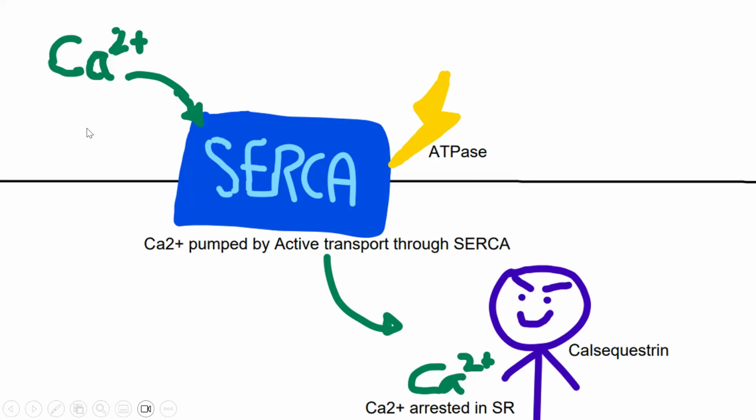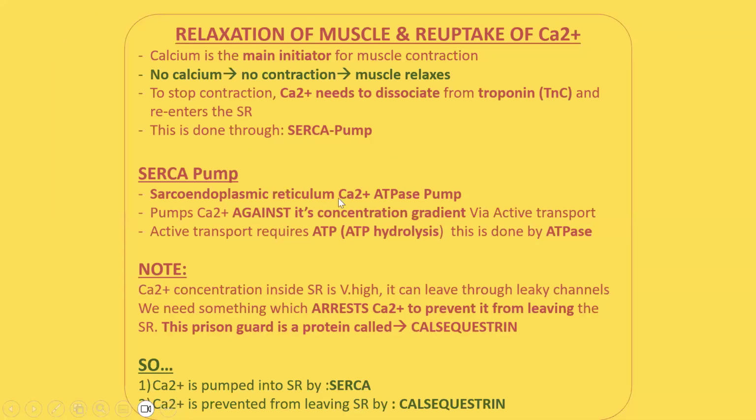We remove the calcium, which is the initiator of contraction, and we pump it back again into the sarcoplasmic reticulum. The sarcoplasmic reticulum is like the prison cell for the calcium, and calsequestrin is like the policeman that doesn't allow calcium to escape this prison. Okay, and this slide is basically what I just explained in words.